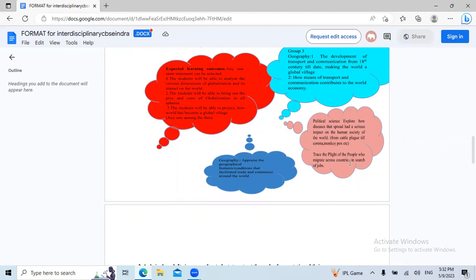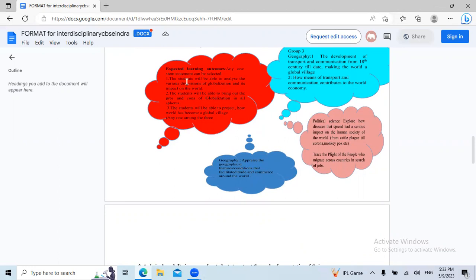Trace the plight of the people who migrate across countries in search of jobs. Then, in geography, appraise the geographical features and conditions that facilitate trade and commerce around the world. Now, what are the expected learning outcomes from this?